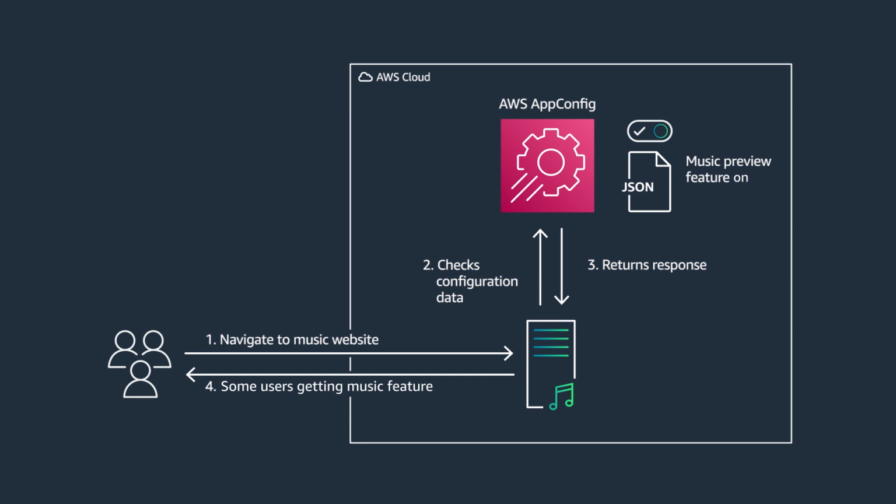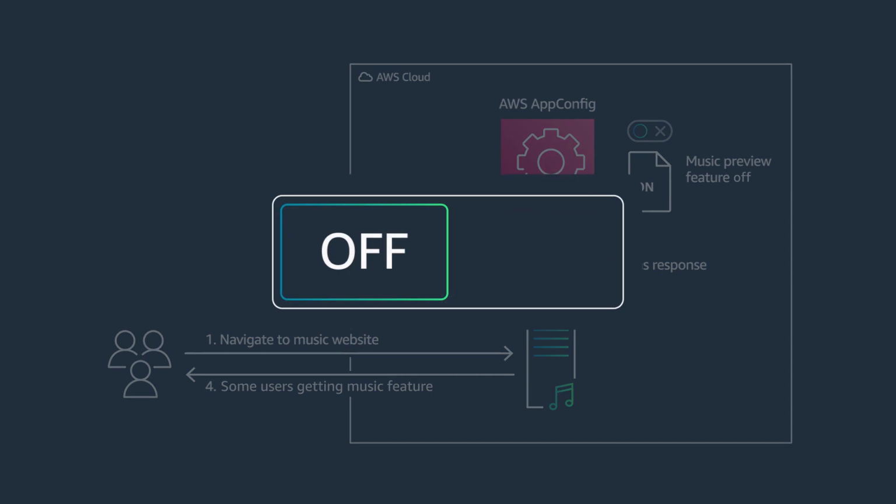And since only some users are being exposed to the new feature, your team can measure how their engagement is or how the performance of your website is impacted. So let's say the feature is actually affecting your website's performance negatively. You may want a kill switch, and AppConfig lets you do that.